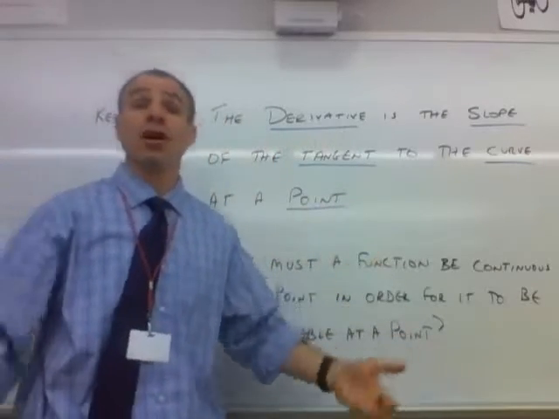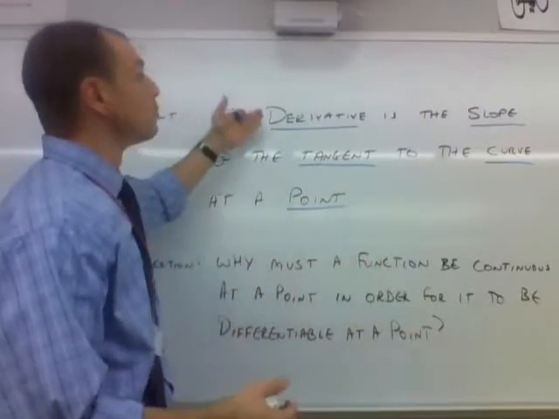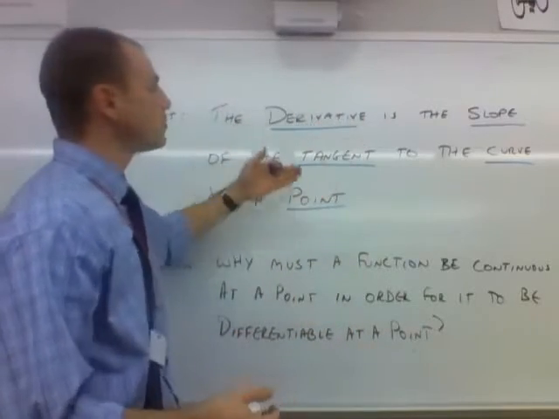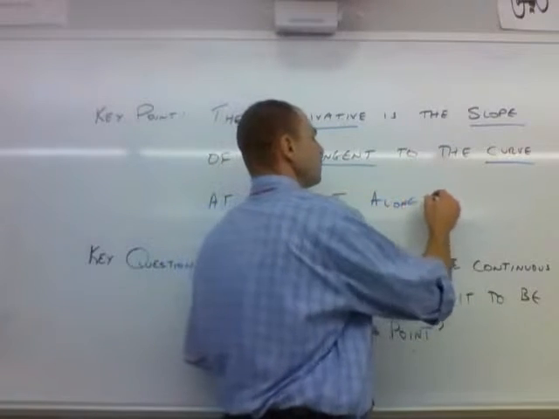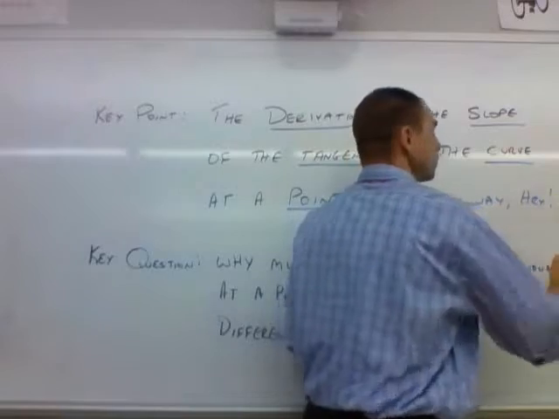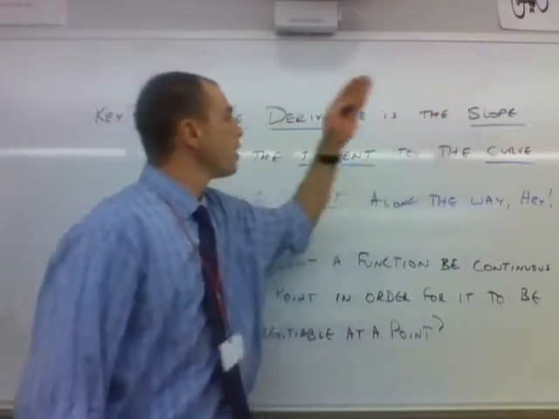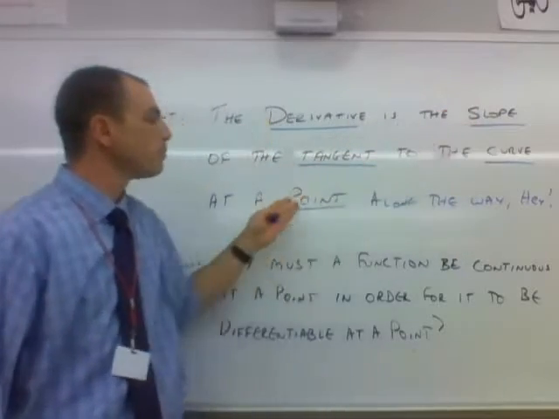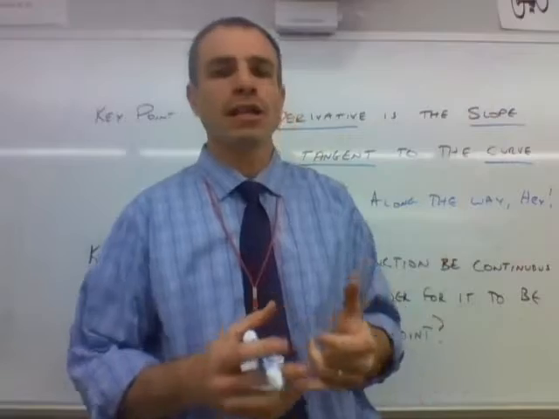So we need a little song to remember this. So work with the beat. The derivative is the slope of the tangent to the curve at a point, along the way, hey. I think that fits on the screen there. The derivative is the slope of the tangent to the curve at a point, along the way, hey. Nice way to remember it, but you want to keep that in mind.